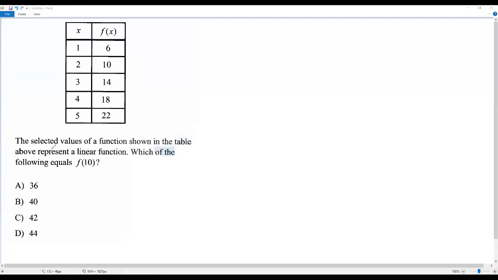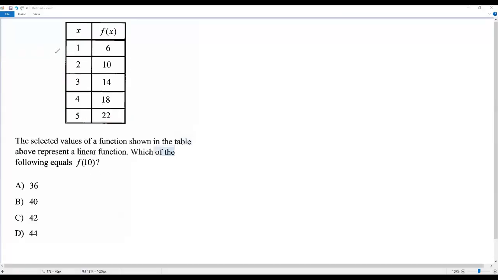Okay, here we can solve this problem in two ways. One is we can do this problem manually. That is, we can check the table for the values of x and f of x, for every unit increase in the value of x, what's happening in the value of f of x. Based on that, we can find f of 10 manually. Otherwise, we can get a linear function based on the values we have for x and f of x, and then solve for f of 10. Okay, let me do it in the first way.